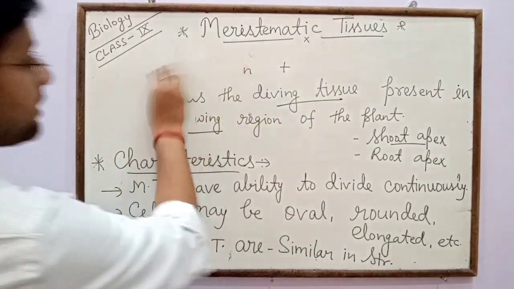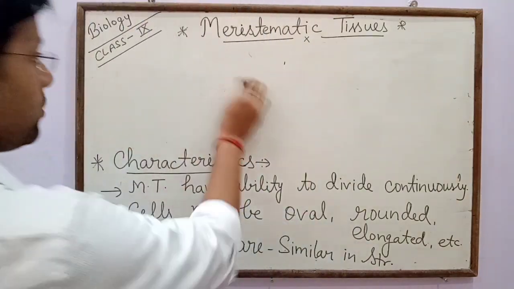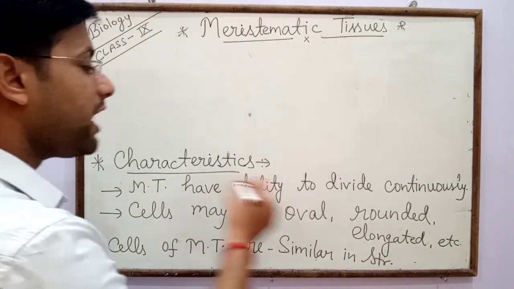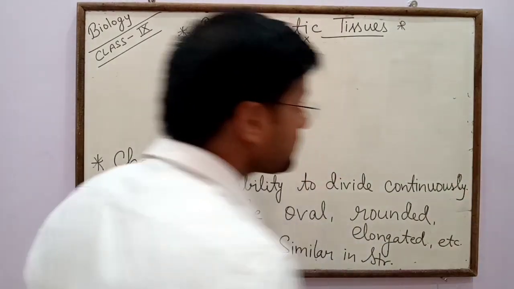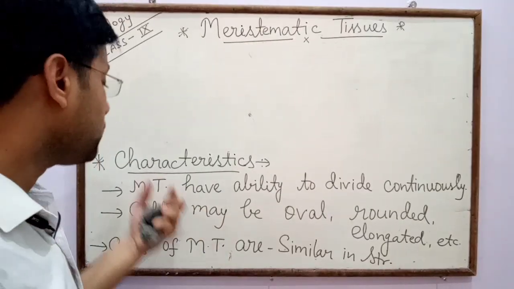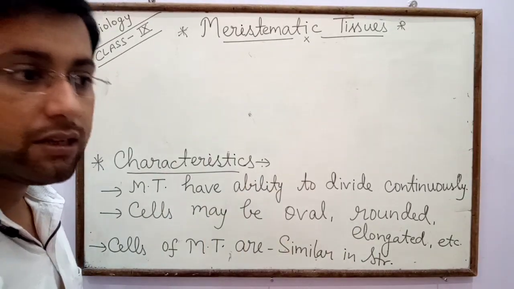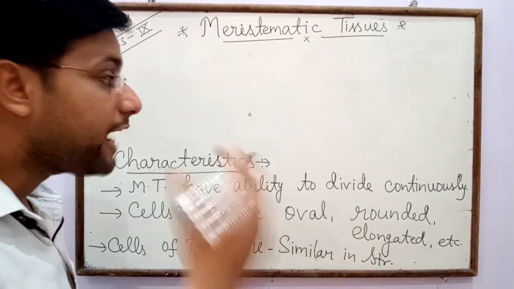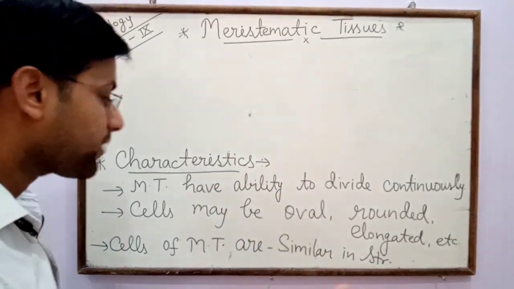Now the characteristics. The main characteristic feature of meristematic tissue is that it has the ability to divide continuously, means continuous cell division occurs in meristematic tissue. Due to continuous cell division there is the formation of cell groups and after that tissue, and that's why the plant body increases its length as well as its girth.